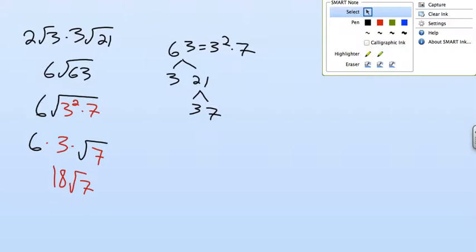Okay, number 3, this one's just a little bit annoying. You can simply add the numbers together. It's very similar to adding variables together. You have to have the same number underneath the square root to do that. But you can simplify each of these square roots. Okay, so we're going to do that first.